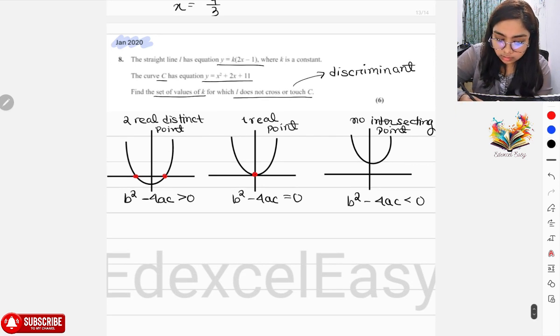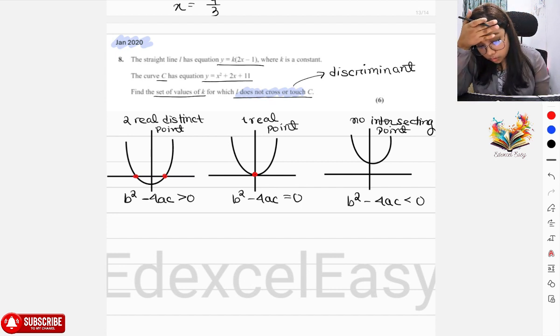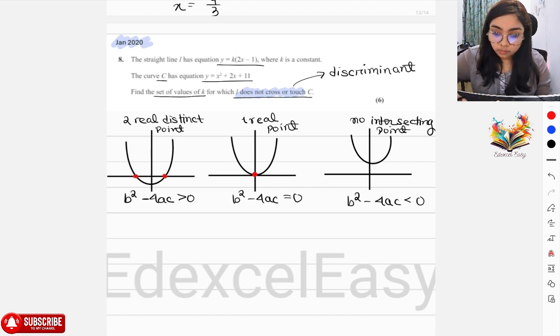So now over here, the question was stating that the line and this curve do not intersect at one point, they do not intersect at any point. That means the third graph over here will be in use, where the discriminant is less than 0. So let's find a common equation for the intersection, and then we'll use the discriminant less than 0.